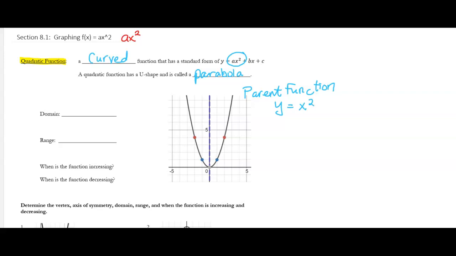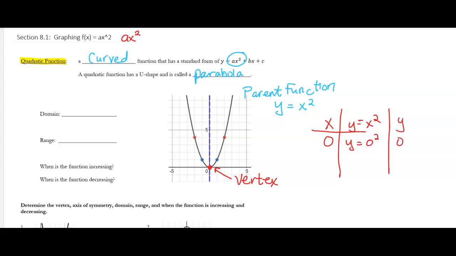There are some pieces that we have to identify about this. The first thing is this point here. This is the turning point. This point is called the vertex. These other points are found by making a table, and this is how we're going to have to graph them for a while. I always start at 0 for right now, and it's y equals x squared. So if I plug in 0 squared, I end up getting 0. So that's where this ordered pair is.